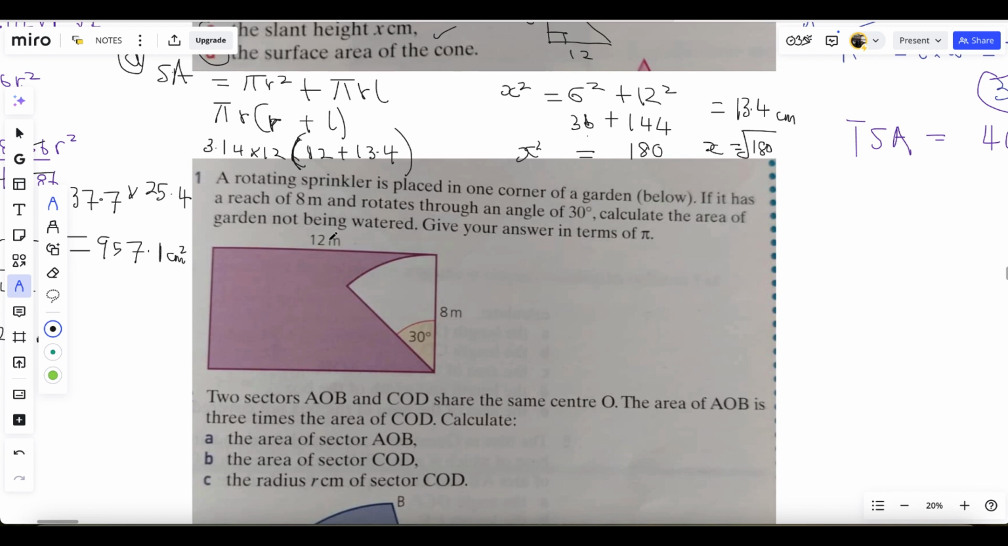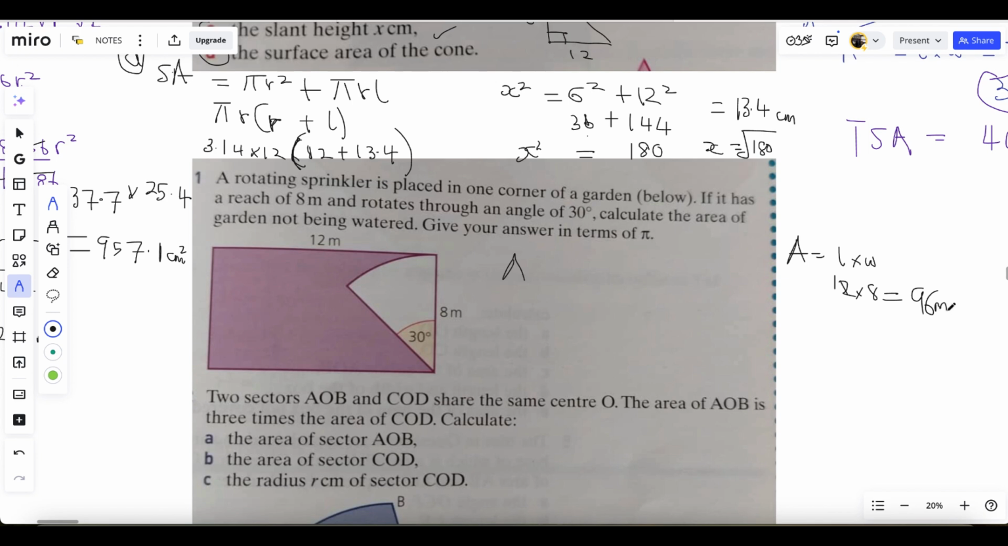So first of all, this is the garden. The garden is a rectangle, so we calculate the area of the rectangle. Area of rectangle is equal to length times width. Our length is 12 meters, and our width is 8. So we say 12 times 8, we get 96. So the area of the whole garden is 96 meter square.